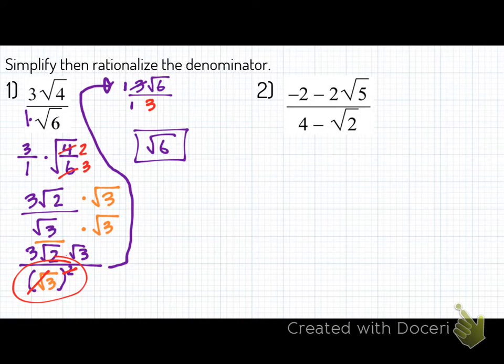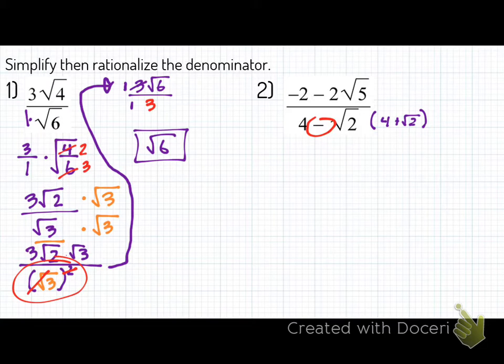Number 2 is a little bit more difficult. This is the hardest kind of problem you'll deal with. So the denominator here, let's say this is your final answer, has this binomial, and it's got this minus rad 2 here. So on this one, we're going to have to multiply by the conjugate. The conjugate of 4 minus rad 2 is going to be 4 plus rad 2. All I'm doing is copying it down and changing the negative to a positive. That's all I'm doing, okay?